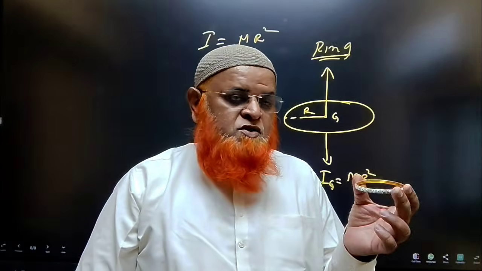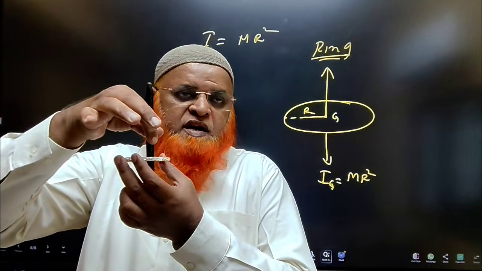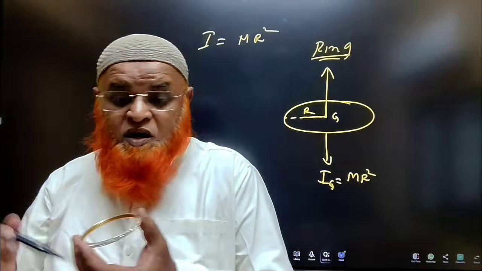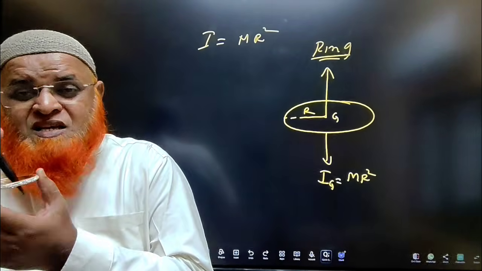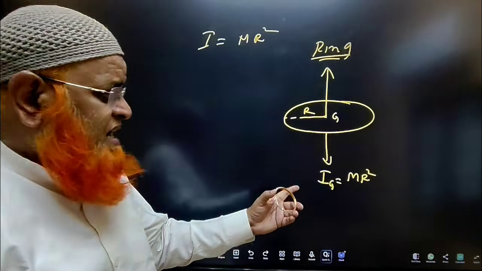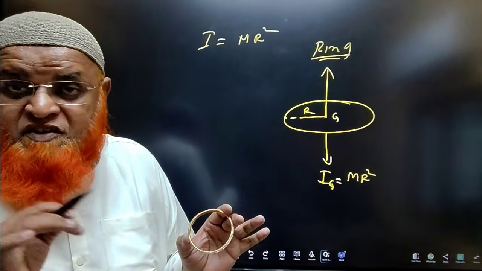Okay, so this is a ring. This is an axis, and this ring is rotating. Then what is the moment of inertia when the axis is passing through the center and the ring is going to rotate? The formula is I is equal to mr square. This is a general formula when it is passing through the center of gravity.